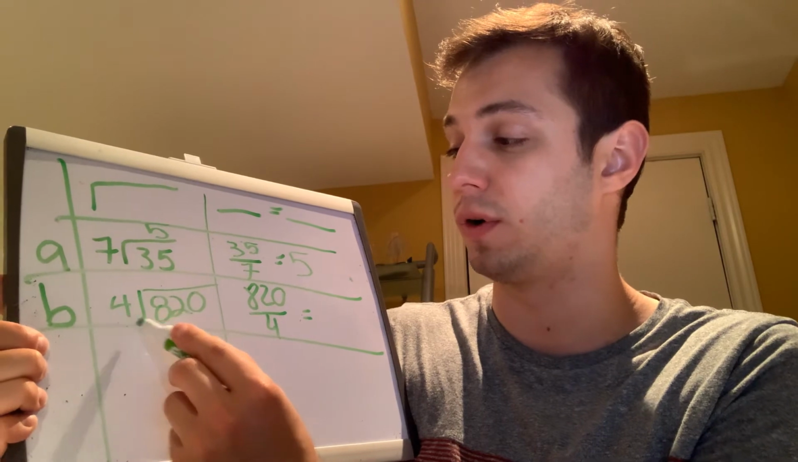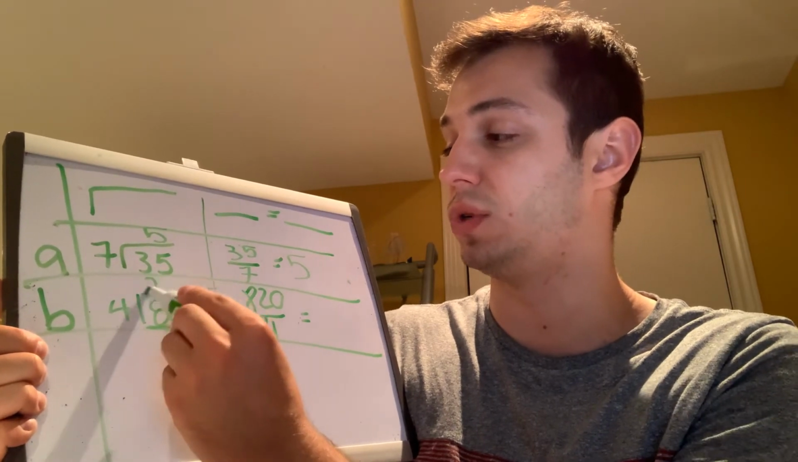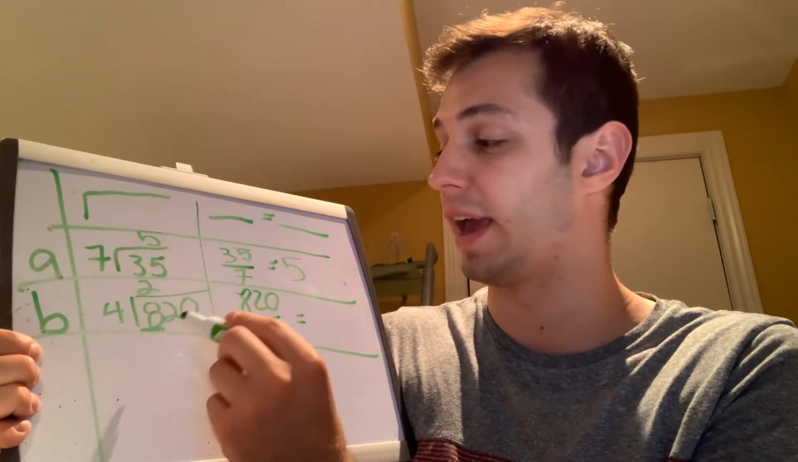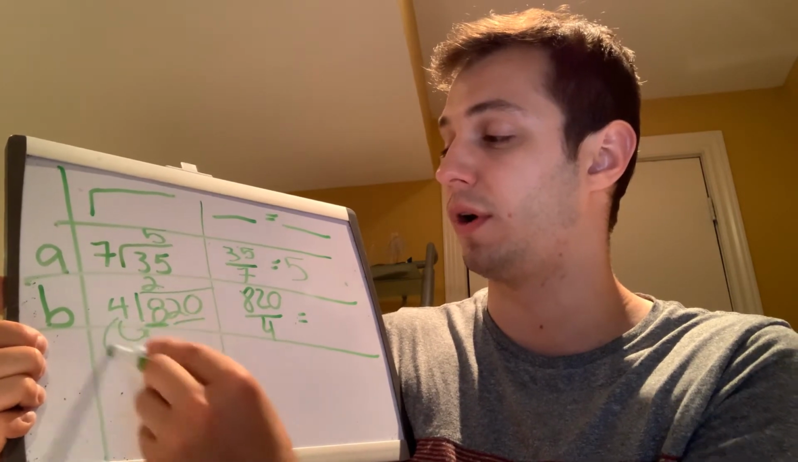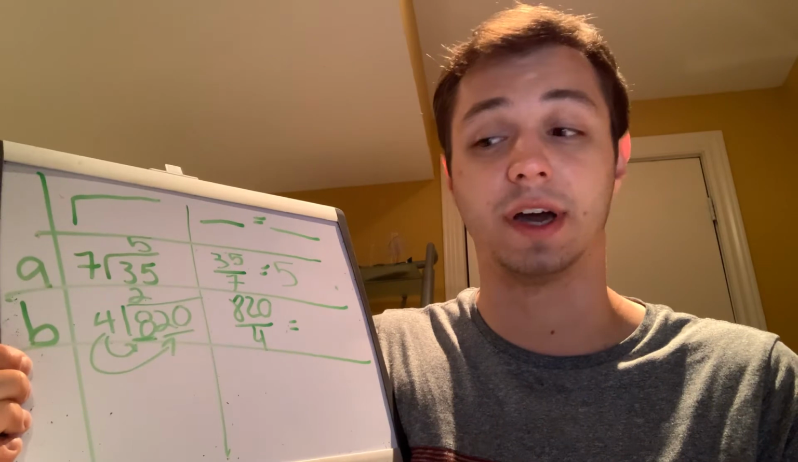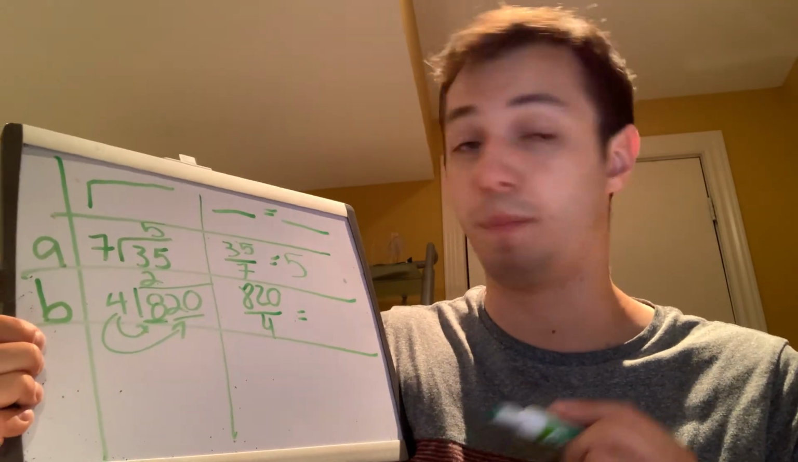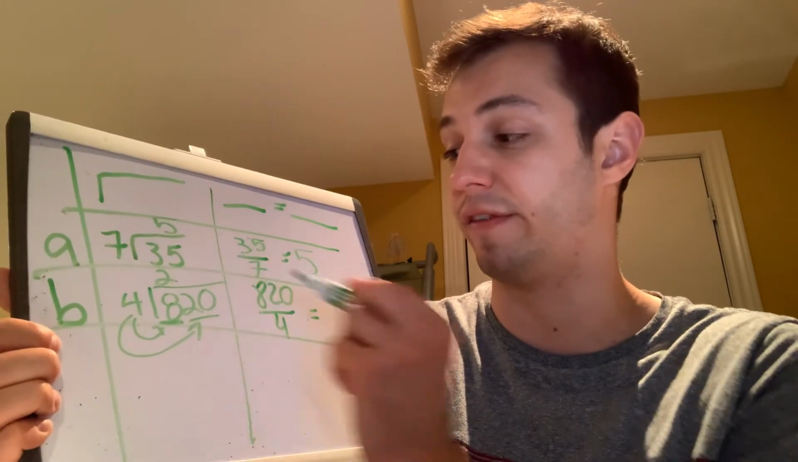Right? 4 goes into 8 2 times. 4 can't go into 2, so I'll look at the next number as well. 4 can go into 20 how many times? 5. But we can't just write the 5.